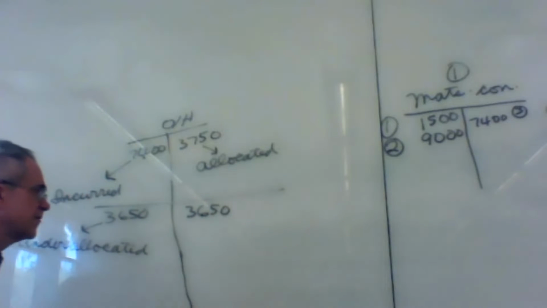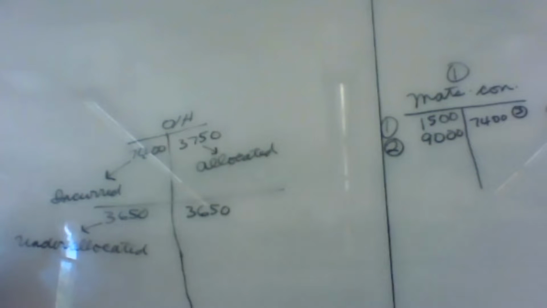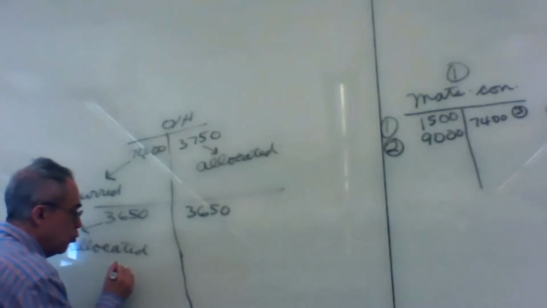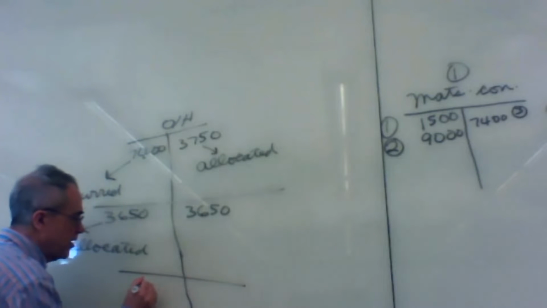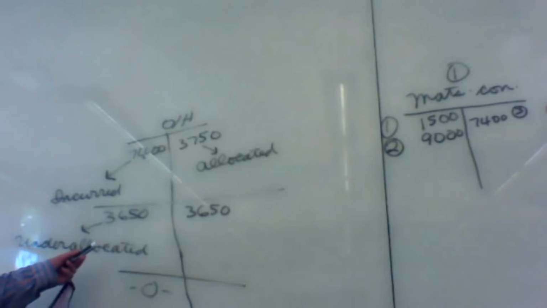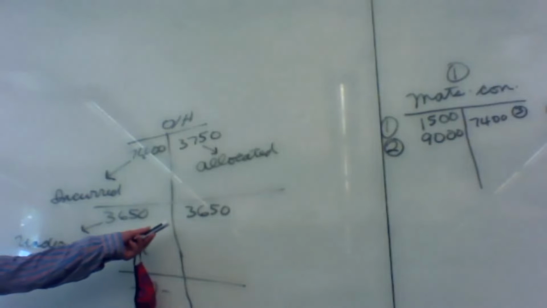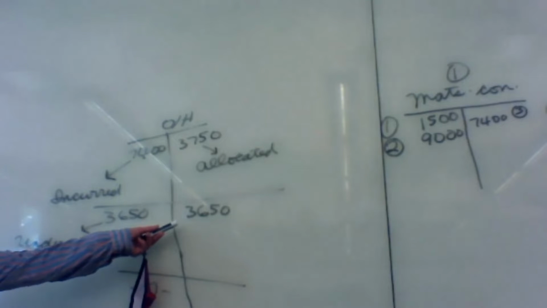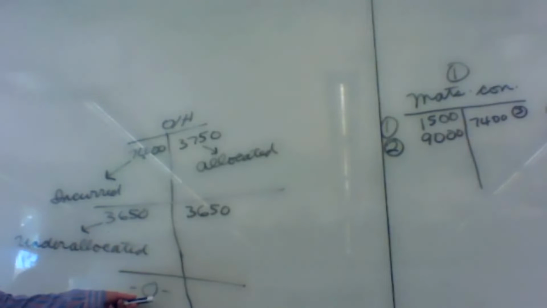There we go, 3,650. We'll credit this thing, and when we do, that brings us to a balance of 0 at the very year end. I can't quite see that here in the classroom. I went ahead and credited overhead for 3,650, leaving us with a 0 balance.